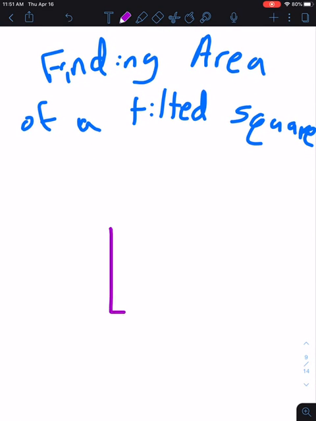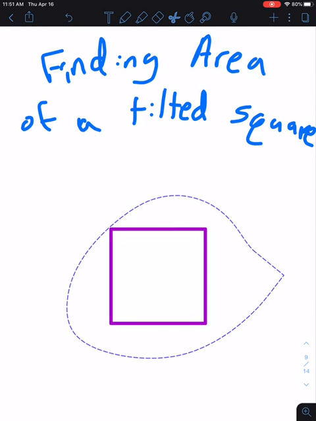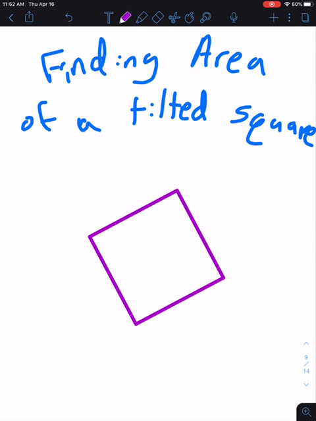Now, a tilted square is just like a regular square, okay? All the side lengths are the same. There's one difference. It's tilted, all right? Which you think would cause issues, but instead, it's fine.